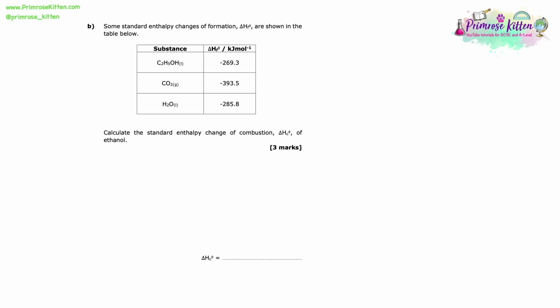Some standard enthalpy changes of formation are shown in the table below. We're asked to calculate the standard enthalpy change of combustion of ethanol.